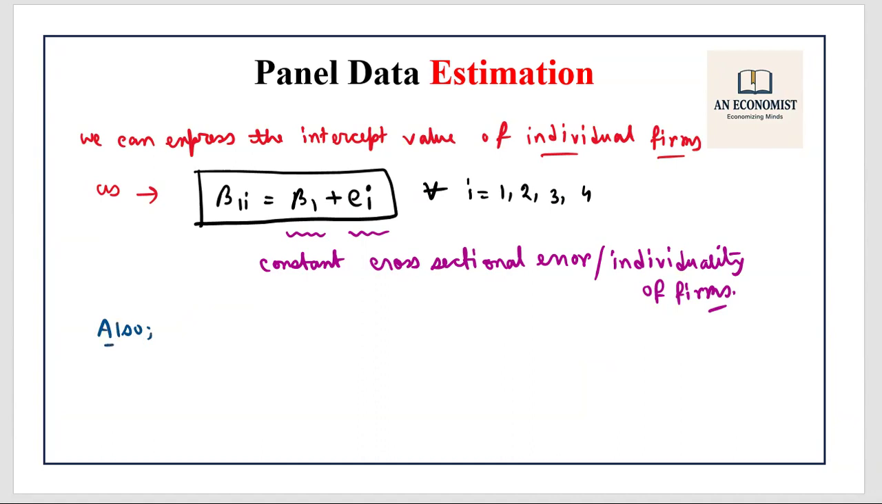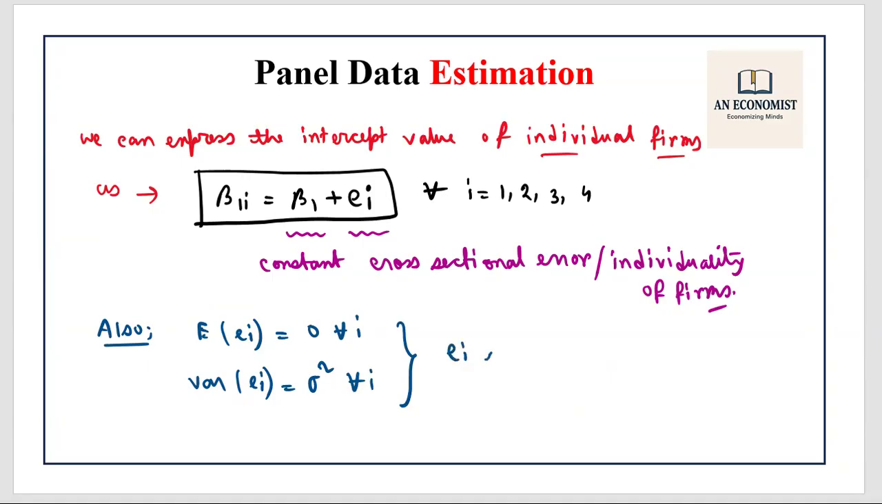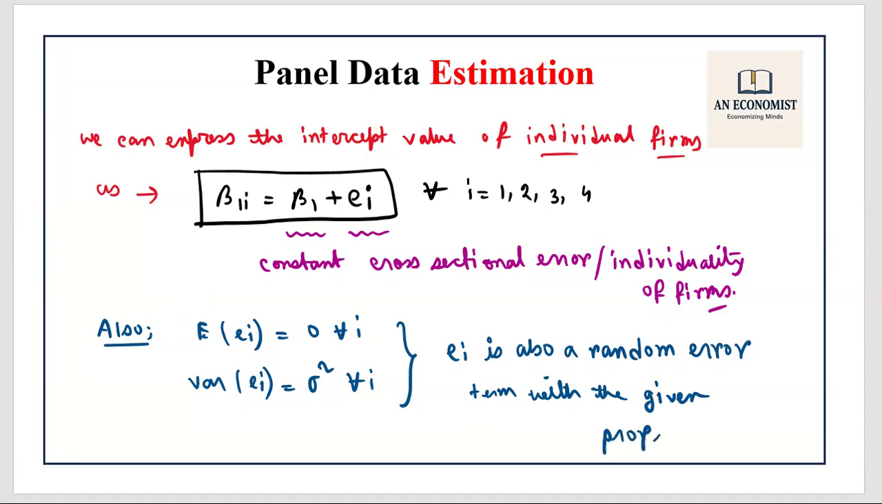So this is the general structure of the model. Also, we assume that the expected value of ei is 0 for all i. The variance of ei is sigma square for all i, which basically means ei is also a random variable or random error term with the given properties. Right? What are the properties? This is the first property and this is the second property. So this is the general structure of this particular model.